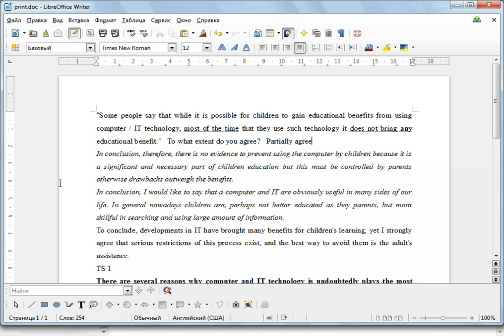Okay, so our checklist. You have finished your writing. You look at your conclusion and does it answer the question? So most of the time it does not bring any educational benefit. So maybe it brings some, but most of the time no benefit for education. In conclusion, therefore, there is no evidence to prevent using the computer by children because it is a significant and necessary part of children's education.